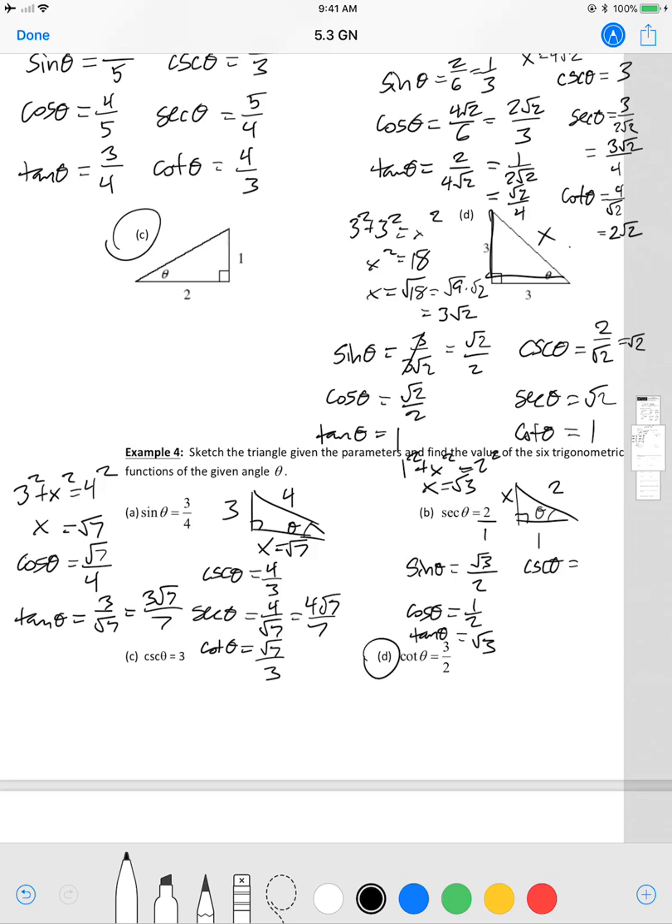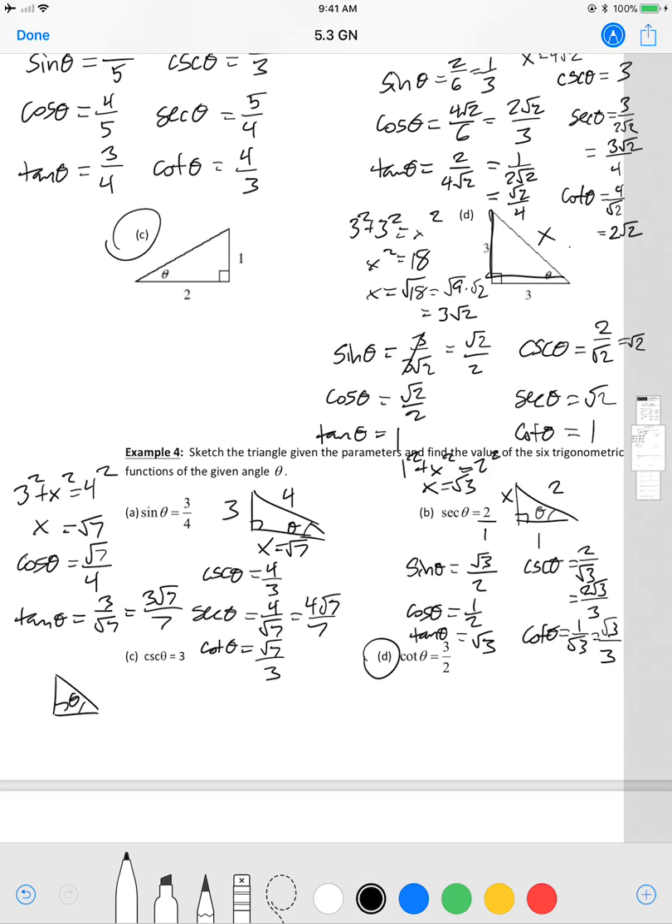Cosecant of theta, that is going to be the reciprocal of sine, and then once I rationalize that denominator, and then they gave us secant, cotangent, 1 over the square root of 3, square root of 3 over 3, when I rationalize it. Okay, let's do letter C, our last one.